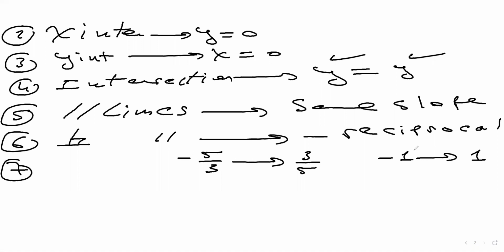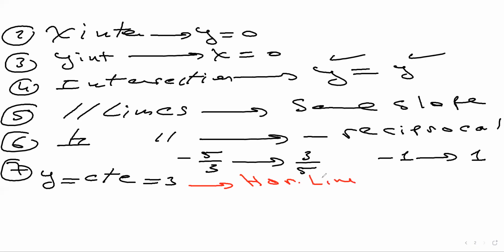Okay. Number 7, guys. When we have y equals a constant, like y equals 3, y equals 5, or y equals -2, it means I have a horizontal line. And what is the slope? The slope equals 0.